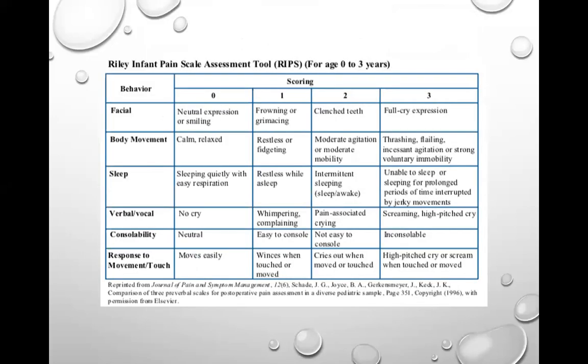This is the RIPS tool, the Relay Infant Pain Scale assessment tool, usually used for children from 0 to 3 years. The behavior parameters they're looking at are facial, body movement, sleep, verbal, consolability, and response to movement and touch, and each parameter has a score from 0 to 3. So after observing, you can score and get a total score based on the observation that you have made and based on these parameters.